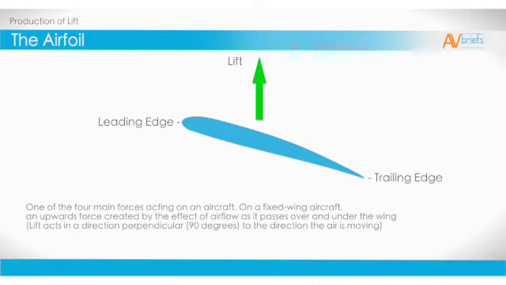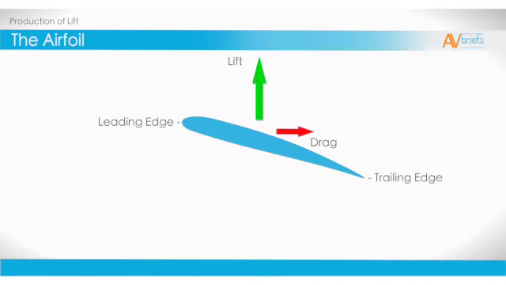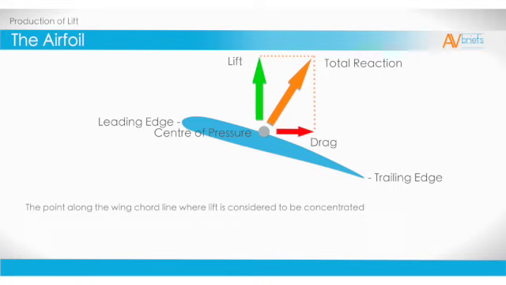Lift is one of the 4 main forces acting on an aircraft. On a fixed-wing aircraft, it's an upwards force created by the effective airflow, as it passes over and under the wing. Lift acts in a direction perpendicular, at 90 degrees, to the direction the air is moving. Drag is an aerodynamic force on a body, acting parallel and opposite to the relative wind. The total reaction is the resultant of all the aerodynamic forces acting on the wing or airfoil section, and acts through the center of pressure. The center of pressure is the point along the wing chord line, where lift is considered to be concentrated.